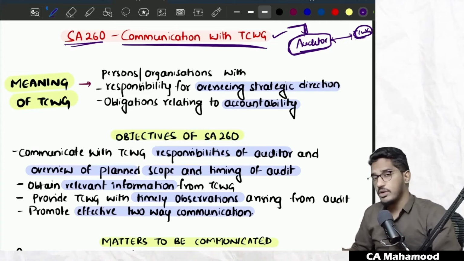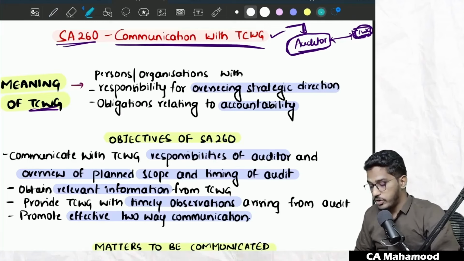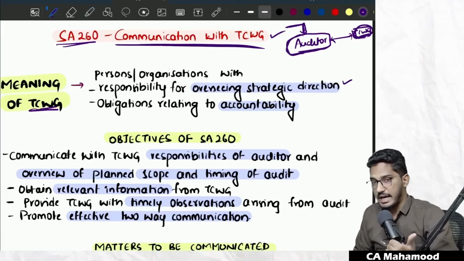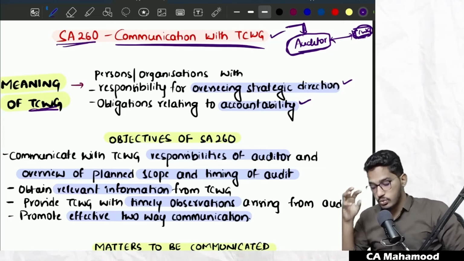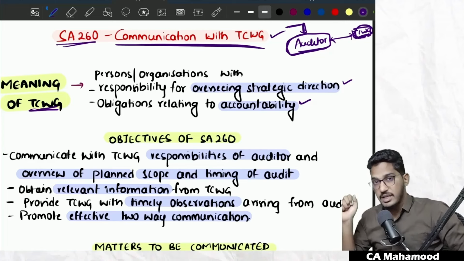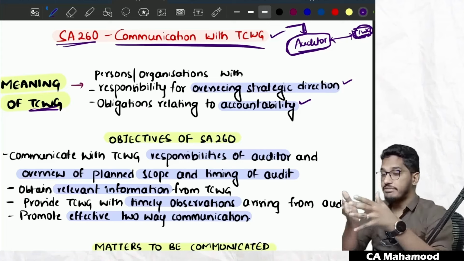So before we talk about communication requirements, first let us try to understand who are actually those charged with governance. Who will fall under this definition of those charged with governance? So the standard has defined the term those charged with governance as the persons or organizations with responsibility for overseeing the strategic direction of the organization and obligations relating to accountability. Very, very important definition. So whom do we call those charged with governance? Those people or organizations within the entity who have responsibility for overseeing strategic direction, those who are responsible for supervising and looking after the strategic direction.